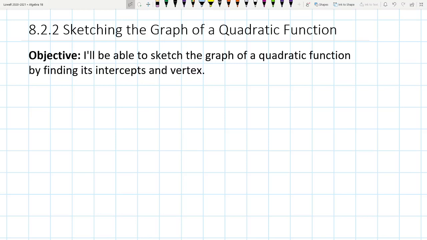Hello folks, in this video I want to talk about how we can take the equation of a quadratic function and turn it into its graph. We're going to do that by finding the x and y intercepts and then finding the vertex. So let's pull up an example here and get started.